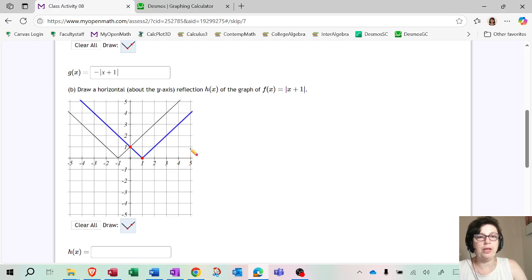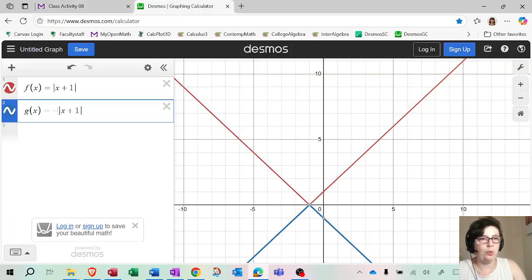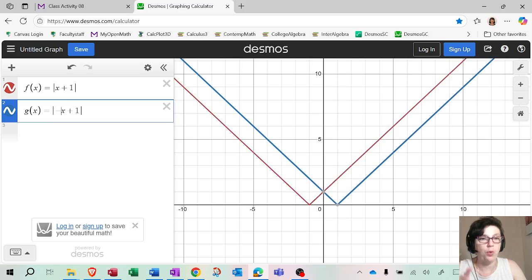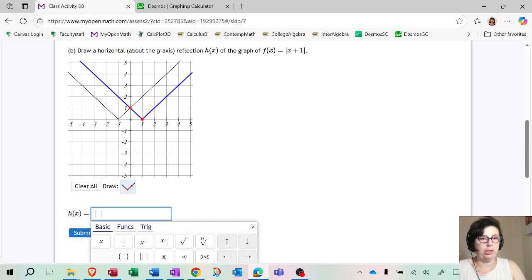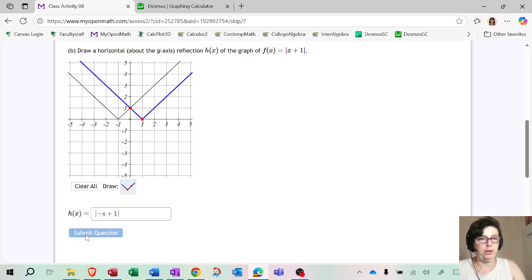Now, how do we find the formula for it? So here, what we do is instead of putting a negative in front of the whole thing, we just put a negative in front of x itself. So let me demonstrate that. So you are not putting it in front, but we are putting it in front of only x. And that reflects it about the y-axis or horizontal reflection. So let's do that. And there is that.